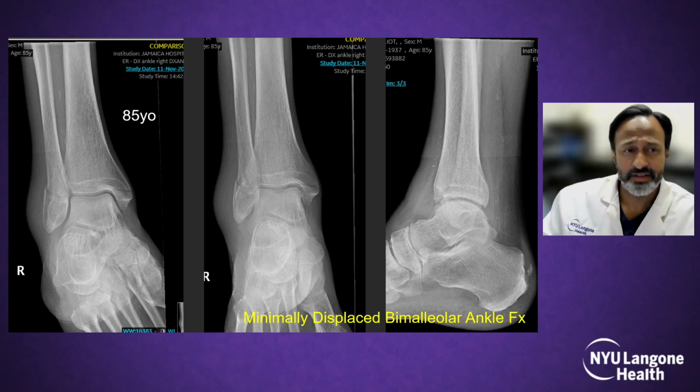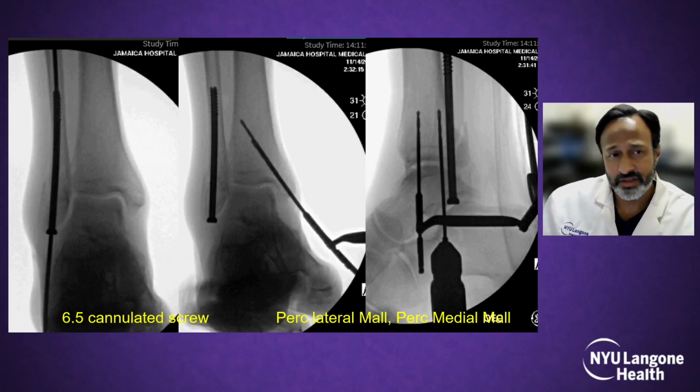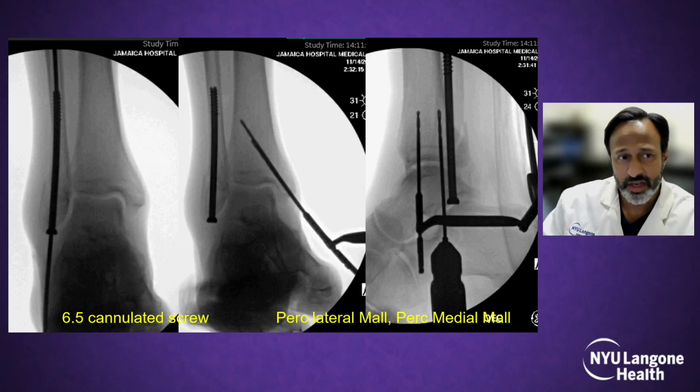One of the things to take into consideration here is this gentleman is a little bit older. He has more osteoporosis in the fibula. The canal is a little bit more capacious. So to fill the canal, here we've used a 6.5 millimeter cannulated screw.